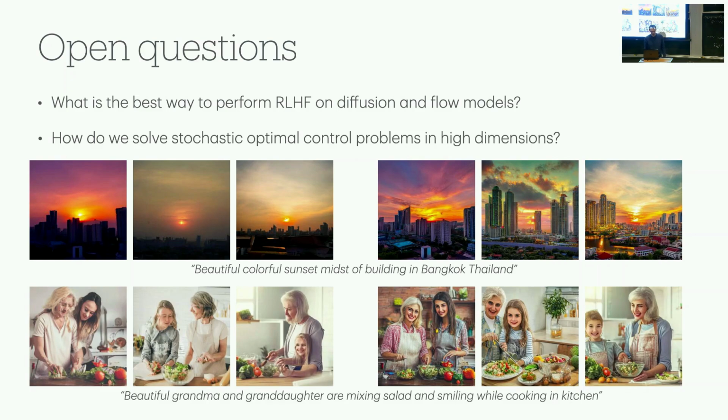Neither the pre-trained model nor the post-trained one are actually amazing, but and then the second open question, which is very much related to the first one, is how do we solve stochastic optimal control problems in high dimensions? So stochastic optimal control problems are problems that we can use both to perform RLHF on diffusion and flow models, which we'll see in this talk, but they can also be used for other applications.